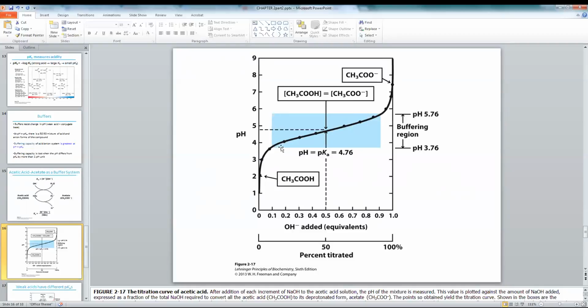Now you can see where the slope of the graph is significantly shallower. And because that slope is shallow, that's one of the indicators that this is actually our buffering region. And we know that that should be plus or minus 1 off of our pKa, which in fact it is. So somewhere between a pH of 3.76 and 5.76 is the most effective buffering region for acetic acid.